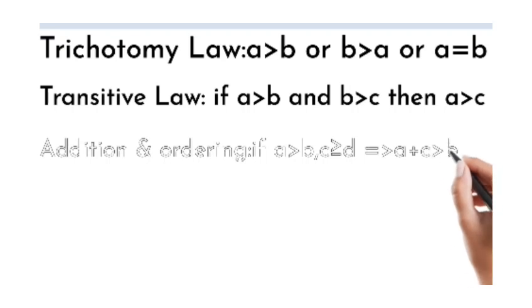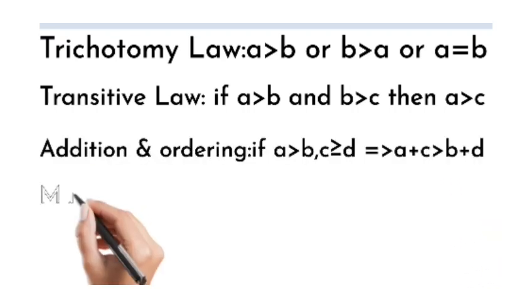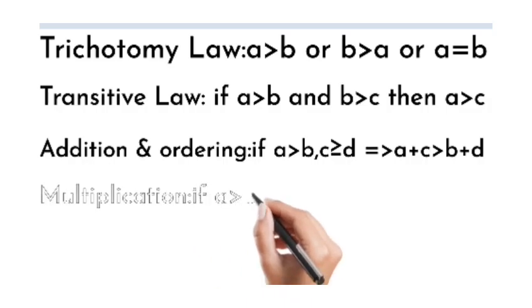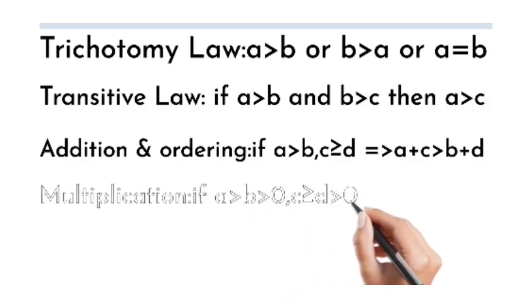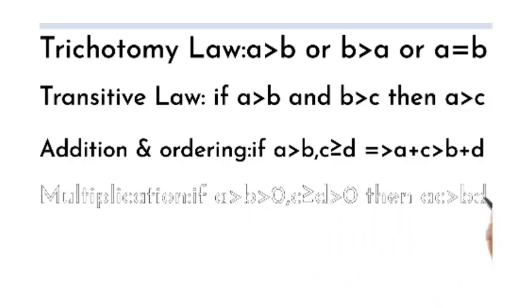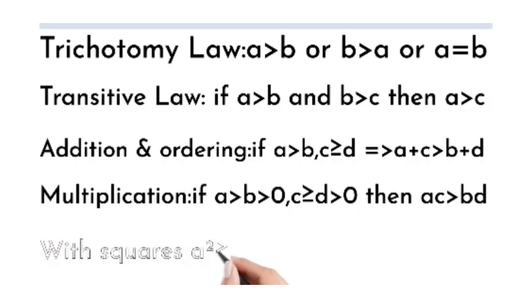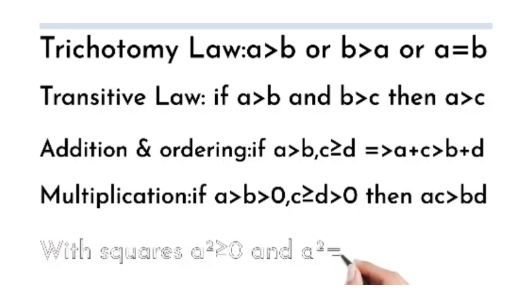And for our transitive law, if A is greater than B and B is greater than C, then it automatically means A is greater than C. For our addition and ordering, we have A is greater than B and C is greater than or equal to D. That means that the addition of the 2 greater elements is also greater than the addition of the 2 lesser elements.